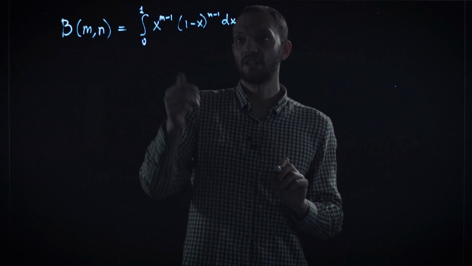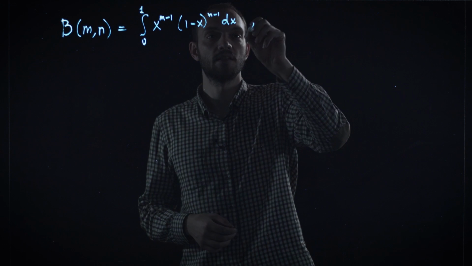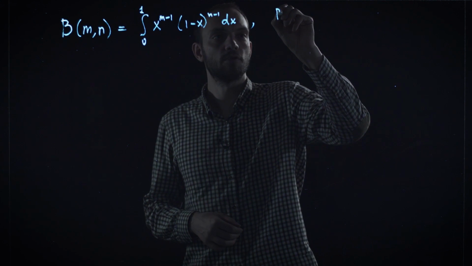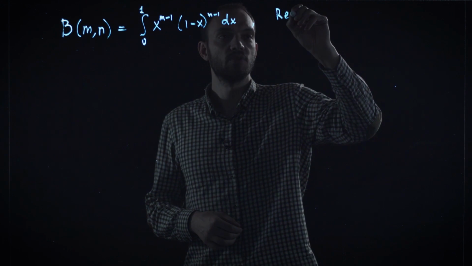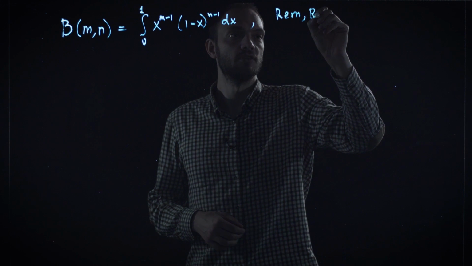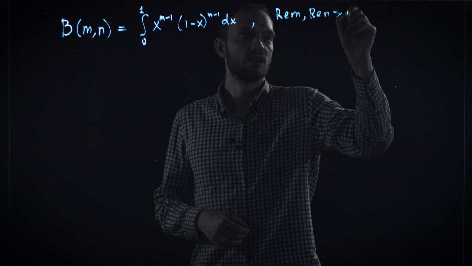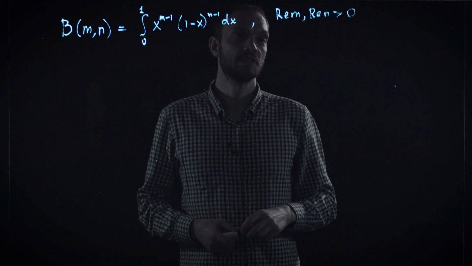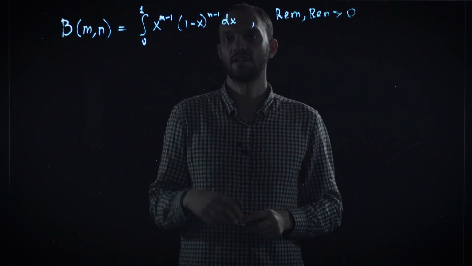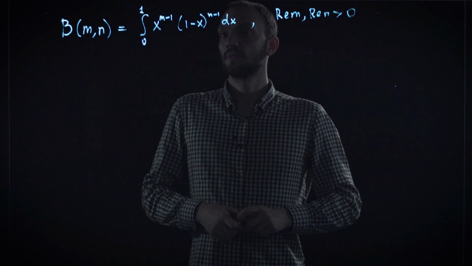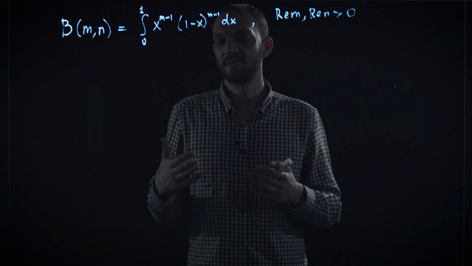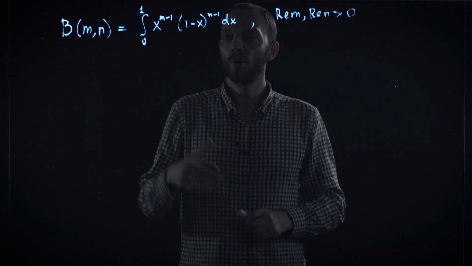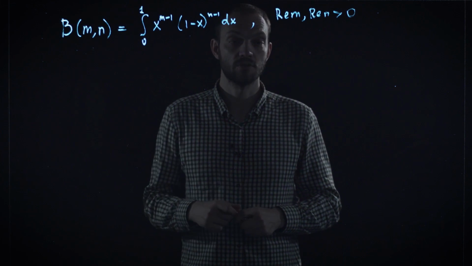And of course, a simple convergence analysis indicates that this definition is valid only for the case when the real part of m and the real part of n are larger than 0. Only if this condition is fulfilled is the integral convergent. So let us see on a specific example why this definition is of particular importance.